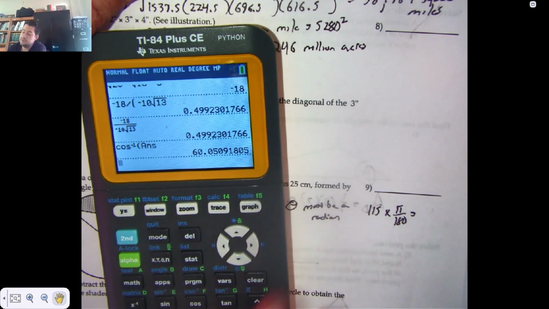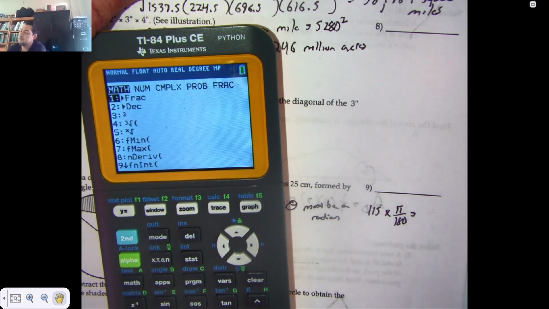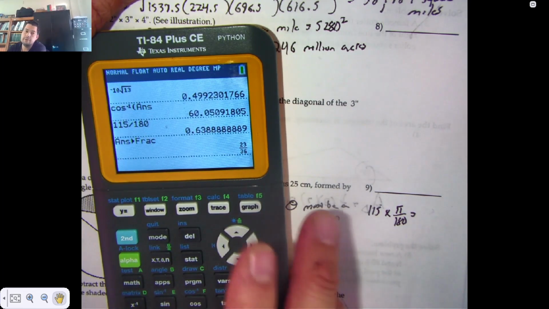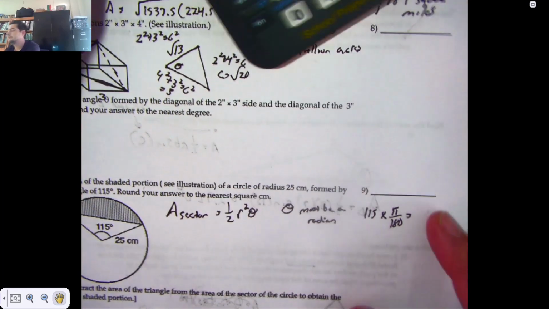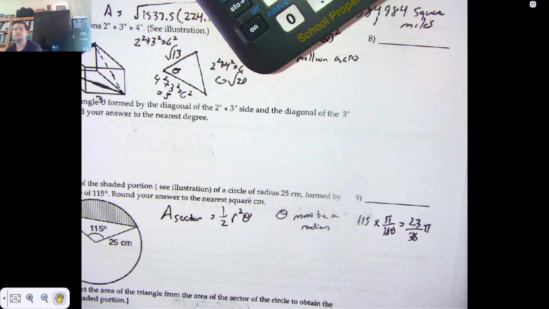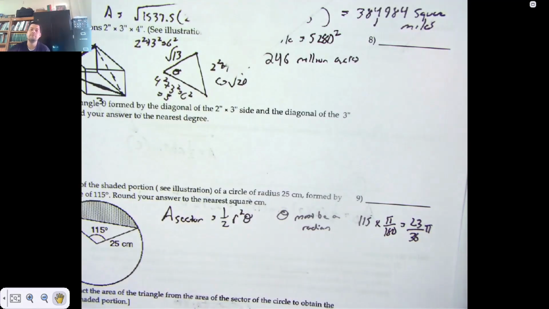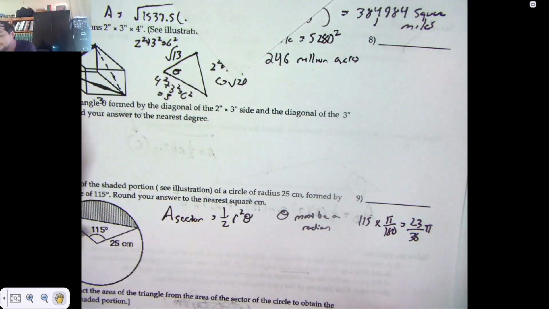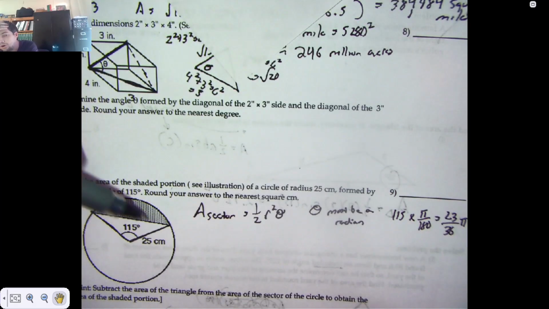If you want, you can use the decimal. It's up to you. 115 over 180 is 23/36 of pi. And when I talk about the area of a sector, I just forget that y'all are kids and you remember nothing. I'm talking about all of this, okay? The whole thing.